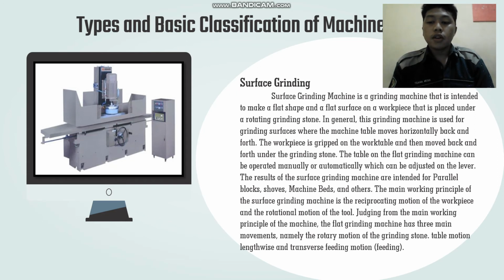The main working principle of the surface grinding machine is the reciprocating movement of the workpiece and the rotation of the tool. Judging from this working principle, the flat grinding machine has the main movements, namely the rotary motion of the grinding stone, the longitudinal reciprocating motion of the table, and the transverse feed motion.